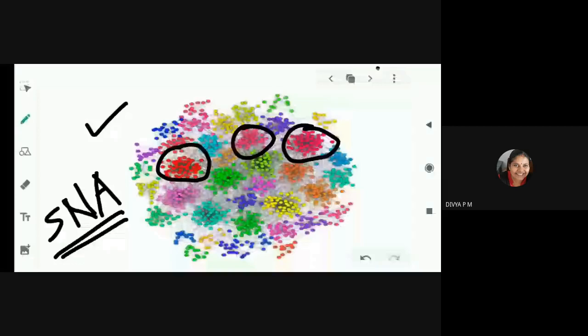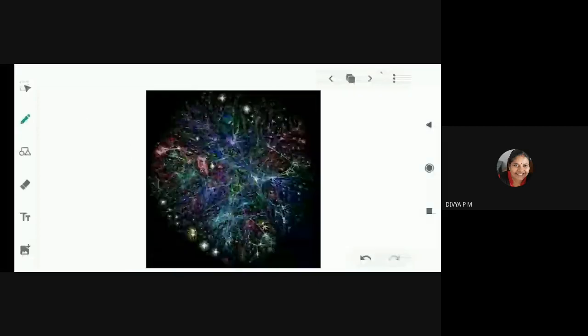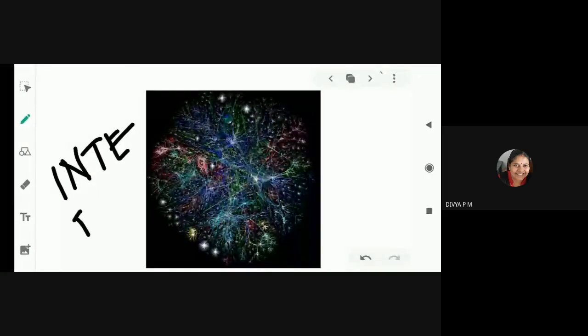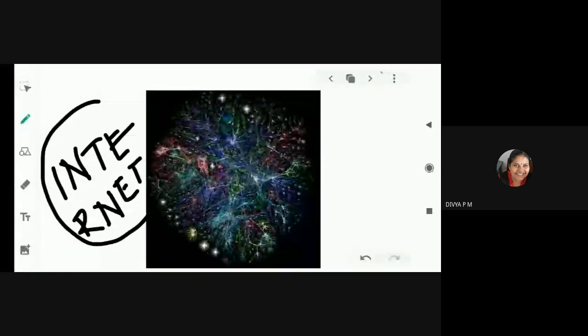Okay, this is a small picture of a very big network. It's what we call the internet. Without the internet, the new generation cannot live, or we cannot live. So a network of networks is what we call the internet. Computers, servers, many other things, and mobiles are connected together. It's actually a random network.